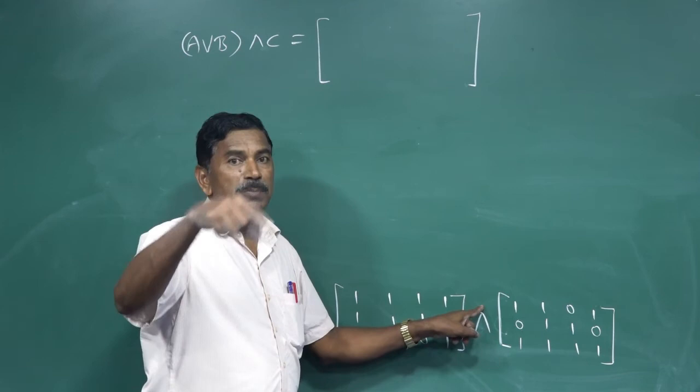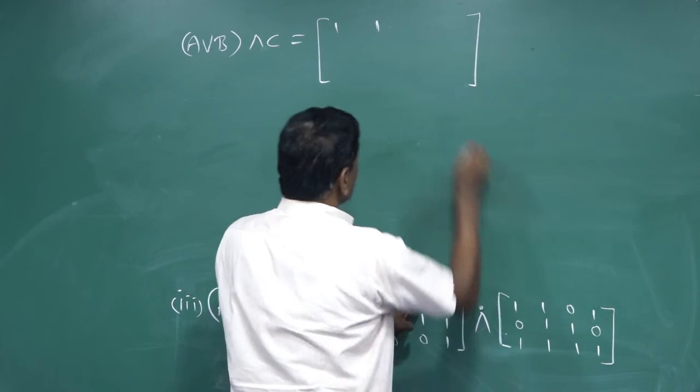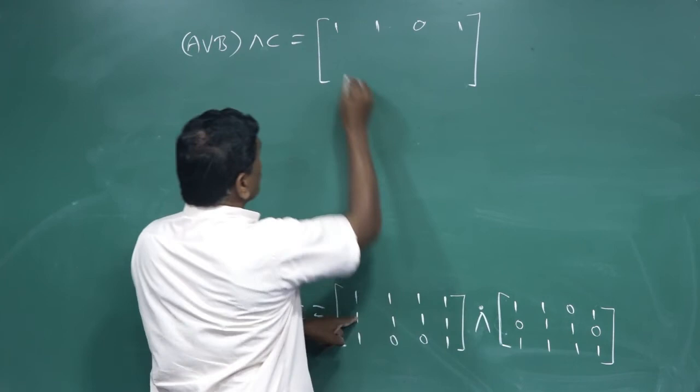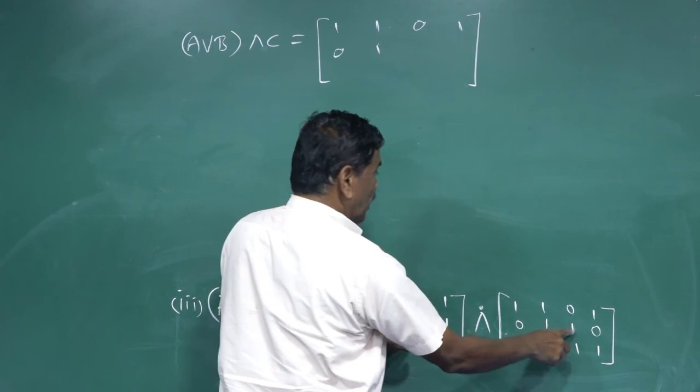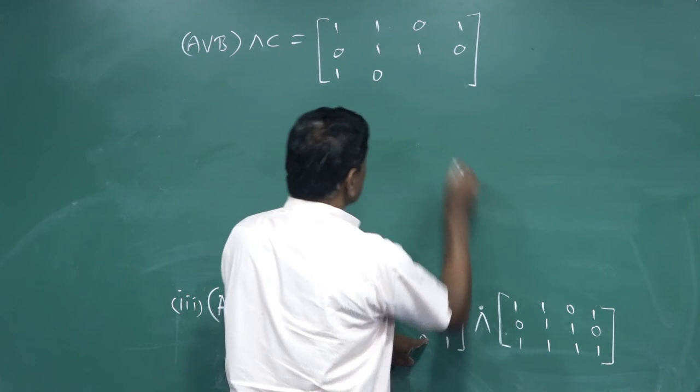Now, AND means multiplication. That means first element into first element. So, 1 into 1 is equal to 1. Okay. Next, 1 into 1 is equal to 1. Next, 1 into 0, 0. Next, 1 into 1, 1, over. Next, 1 into 0, 0. Okay. Next, 1 into 1, 1. Next, 1 into 1, 1. Next, 1 into 0, 0. Next, back here, 1 into 1, 1. 0 into 1, 0. 0 into 1, 0. Next, 1 into 1, 1. So, which is the record answer?